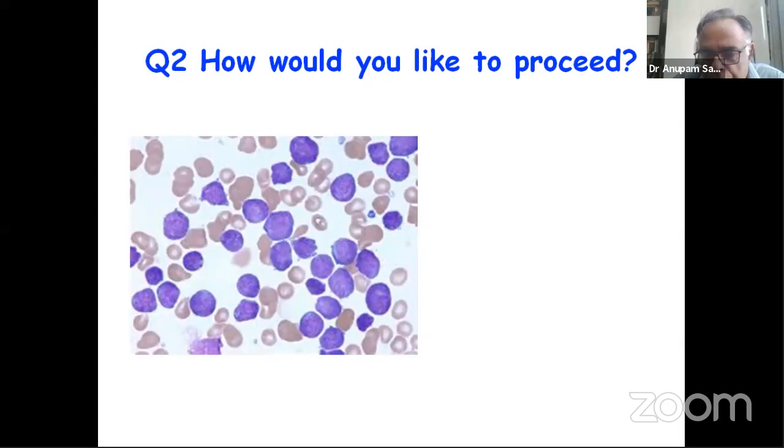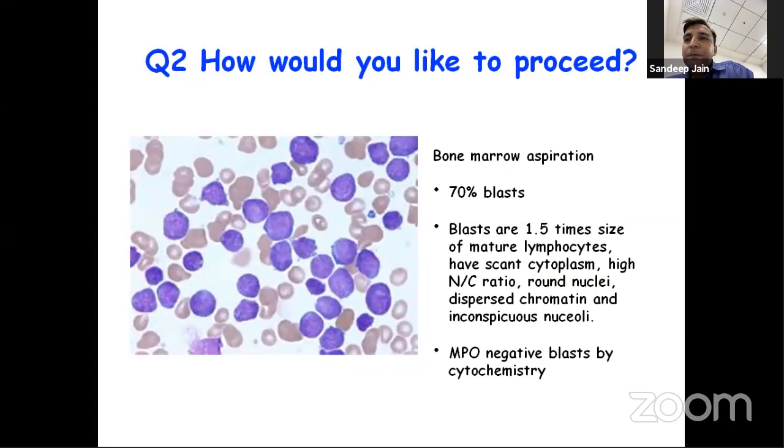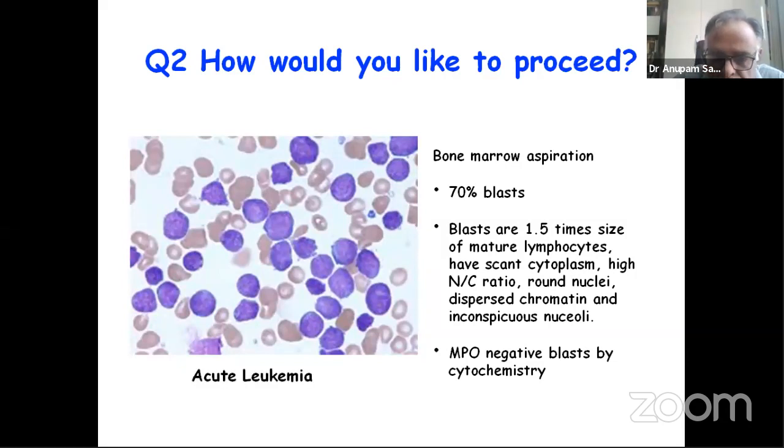So this was the marrow of the patient. Comments, Dr. Sandeep? So it definitely looks like the RBC numbers are low, and there are large atypical cells with high NC ratio, and typically they are looking like lymphoblasts. Okay. Platelets are definitely reduced here. Yeah. And it was MPO negative blast by cytochemistry. So it looks like your ALL kind of a situation. Yeah. Flow cytometry showed precursor B cell ALL.